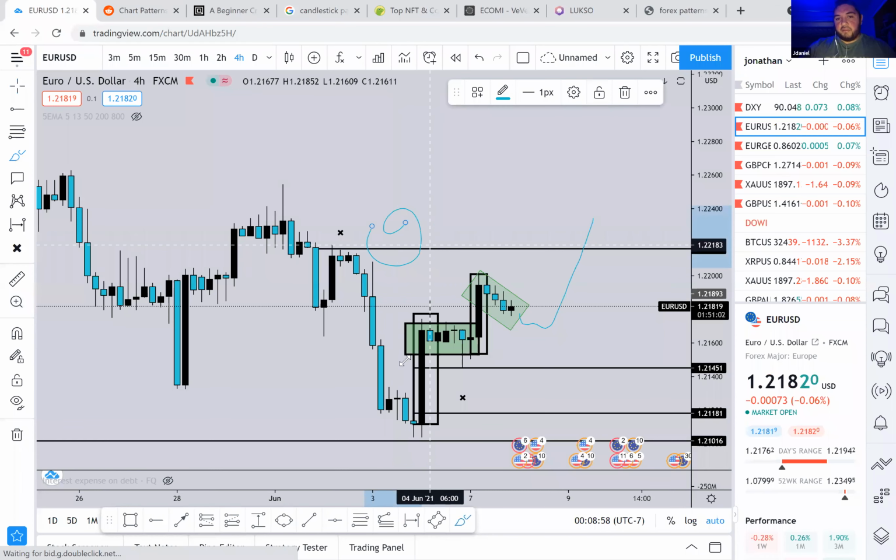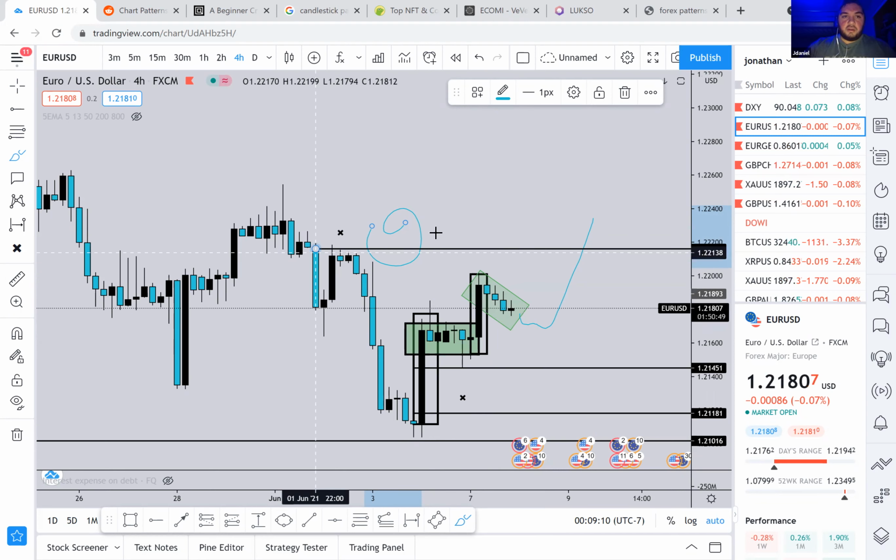And this flag pattern plus this flag pattern are showing me the bullish move, bullish engulfing pattern, bullish engulfing pattern. Now I want to see probably on the 1 hour another bullish engulfing created here somewhere.